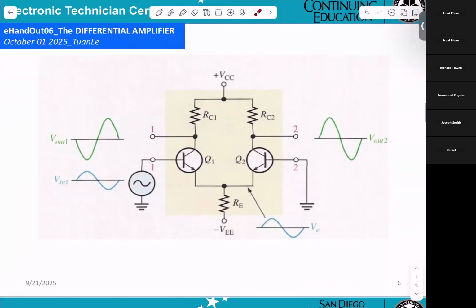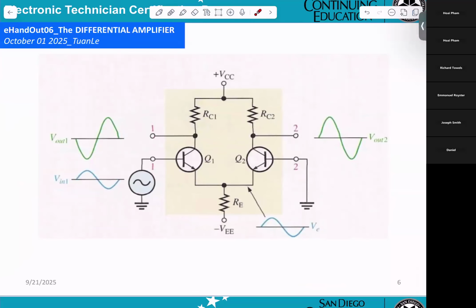Now, they've given you a little more with a more detailed picture here.